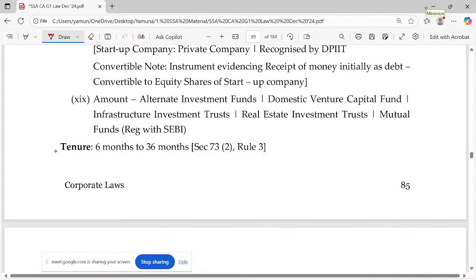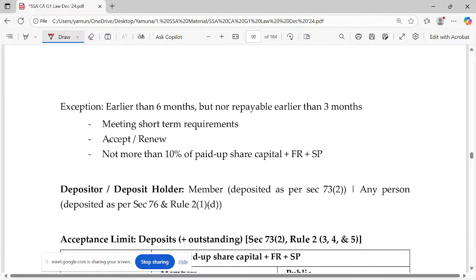Let me continue. Tenure: you can get money from outsiders for a minimum of 6 months, maximum only up to 36 months. கைமாத்தா வாங்குங்க, but 6 months நீங்க கையில வச்சுக்கணும். Okay. So 6 months to 36 months. Exception.